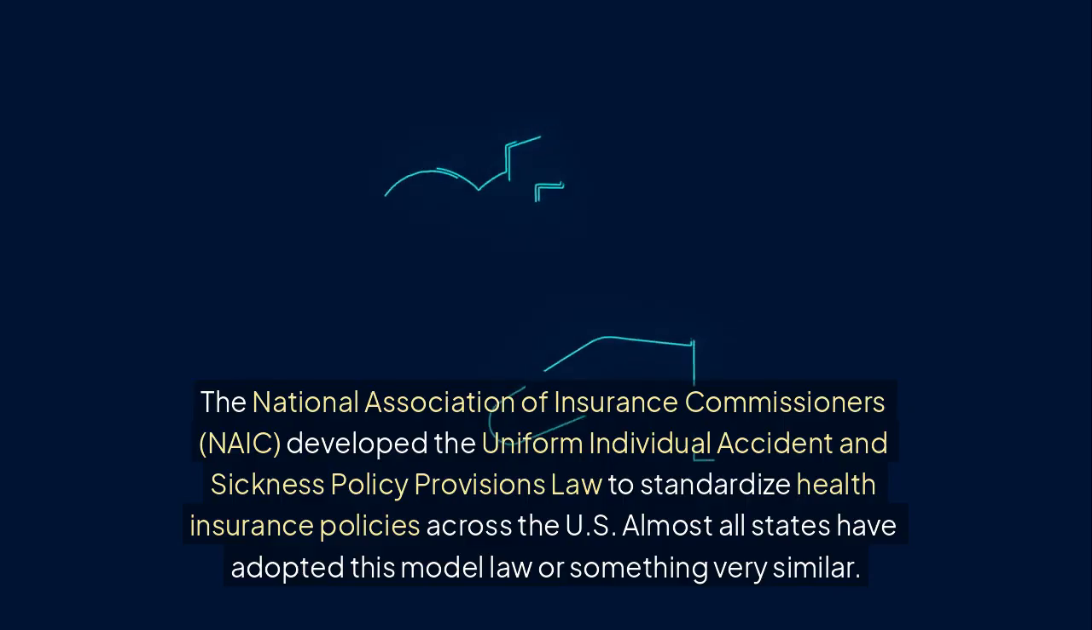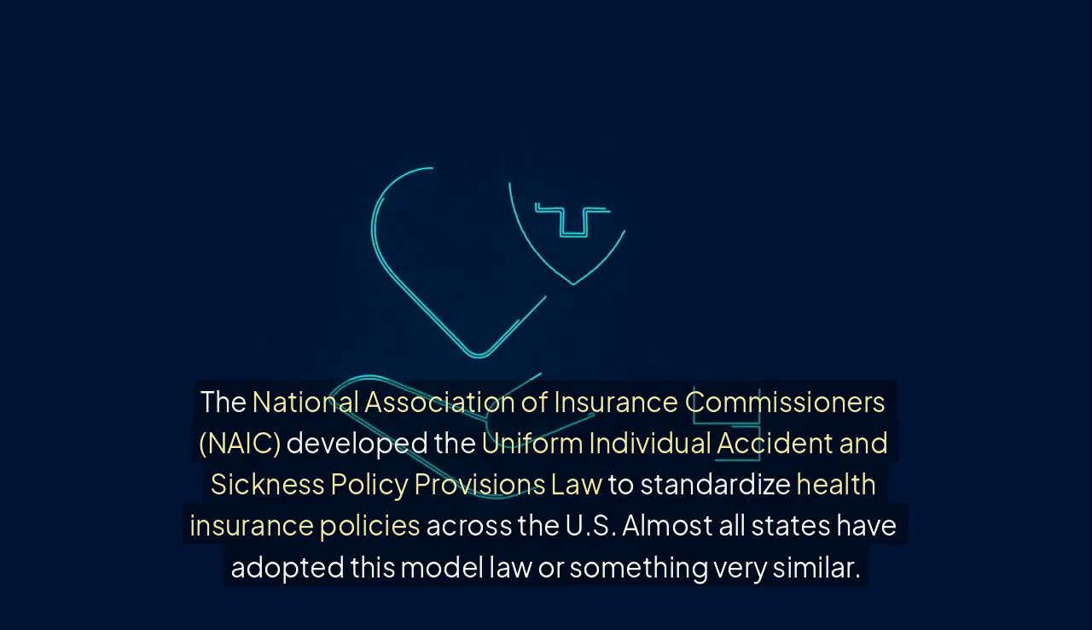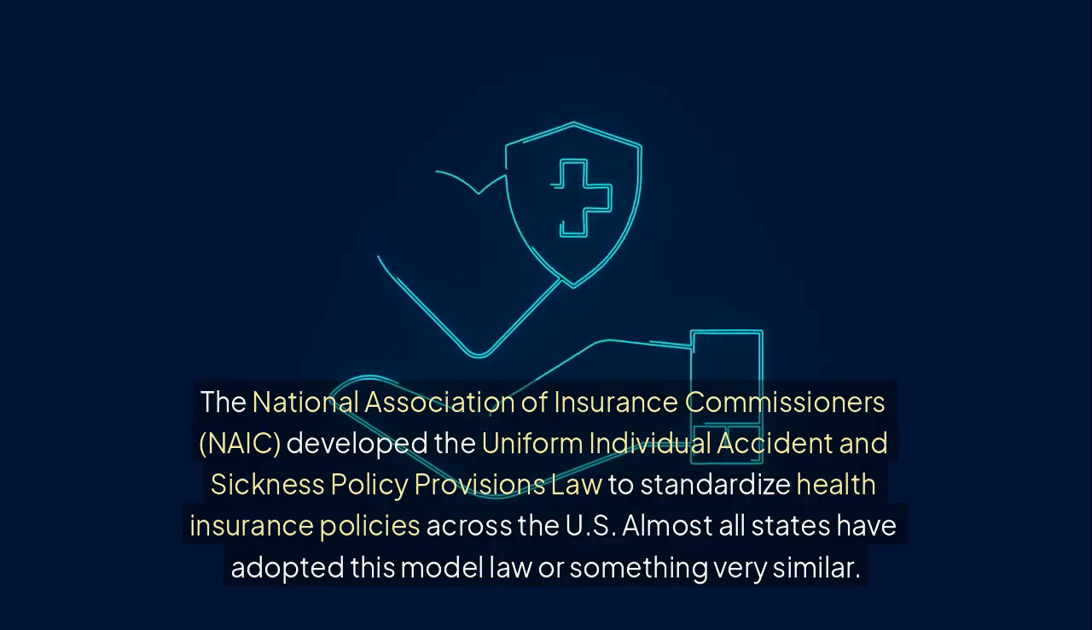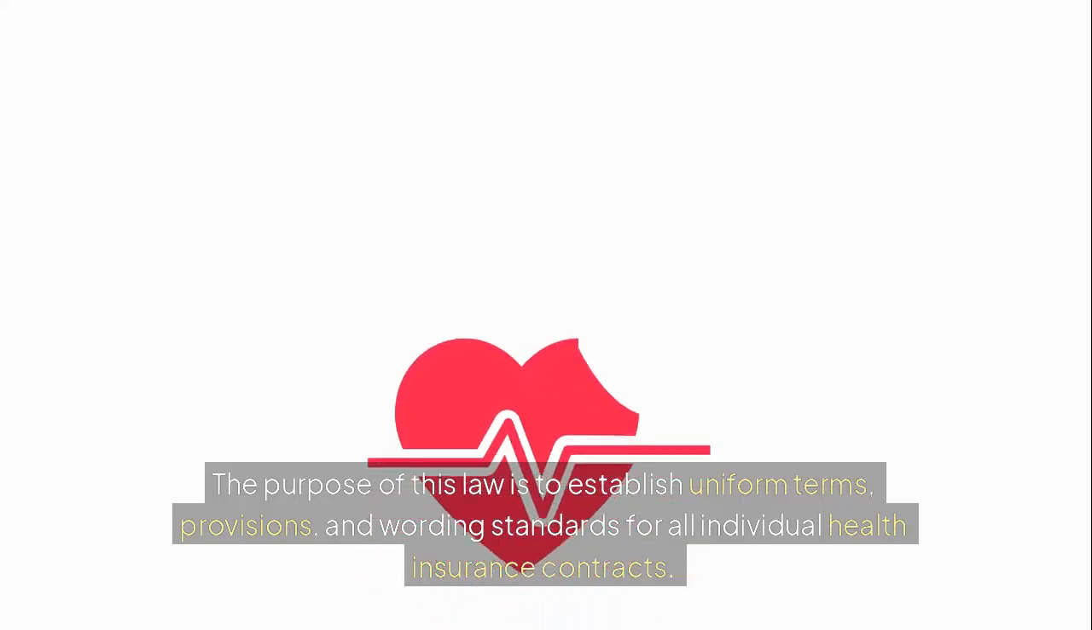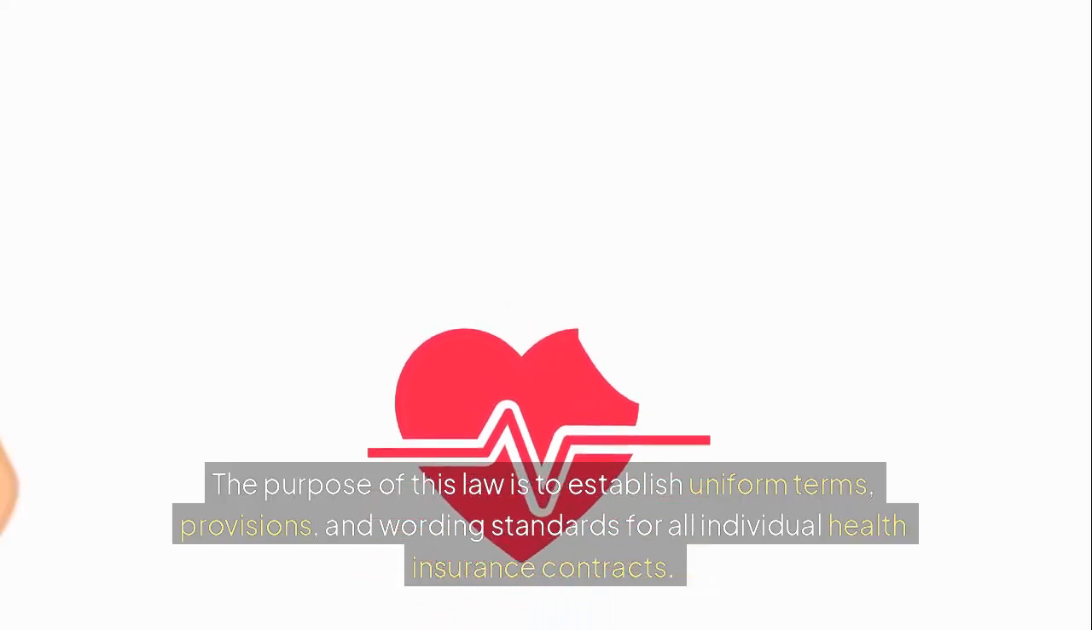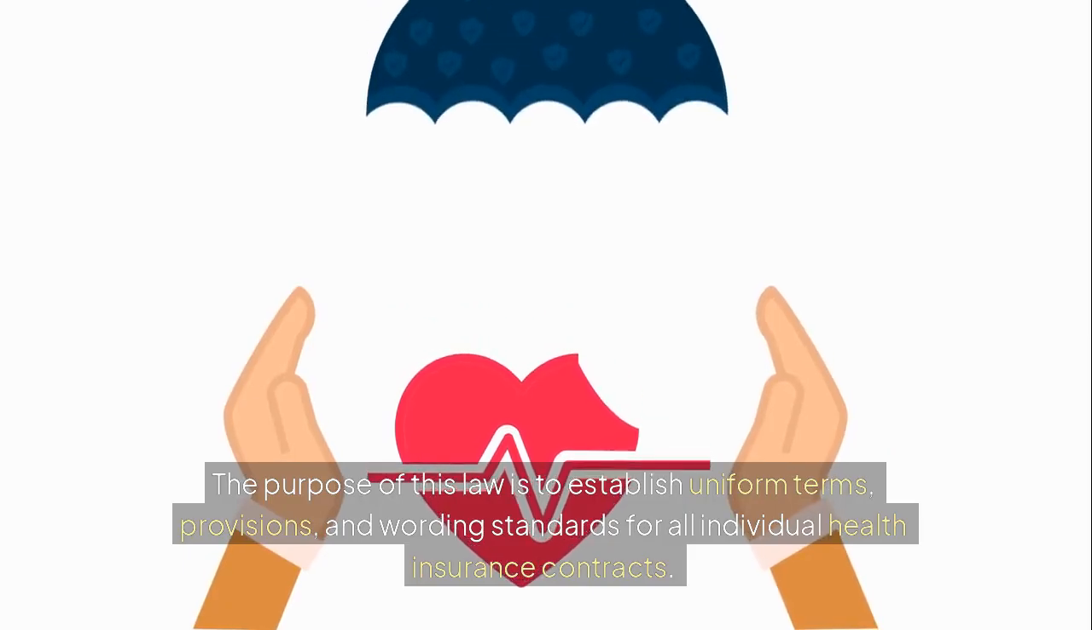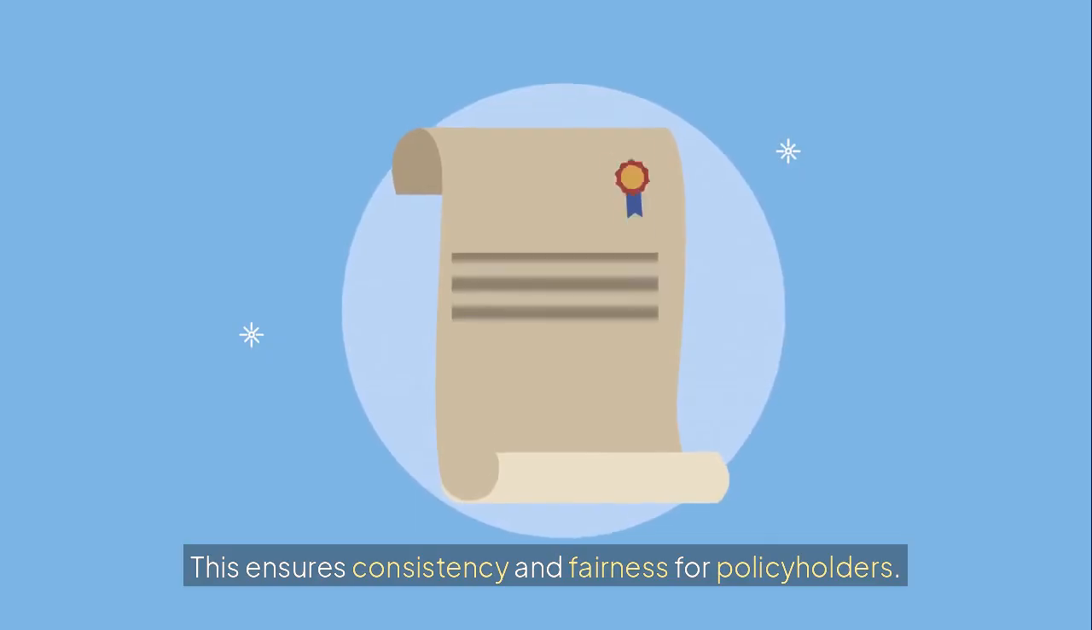The National Association of Insurance Commissioners, NAIC, developed the Uniform Individual Accident and Sickness Policy Provisions Law to standardize health insurance policies across the U.S. Almost all states have adopted this model law or something very similar. The purpose of this law is to establish uniform terms, provisions, and wording standards for all individual health insurance contracts. This ensures consistency and fairness for policyholders.